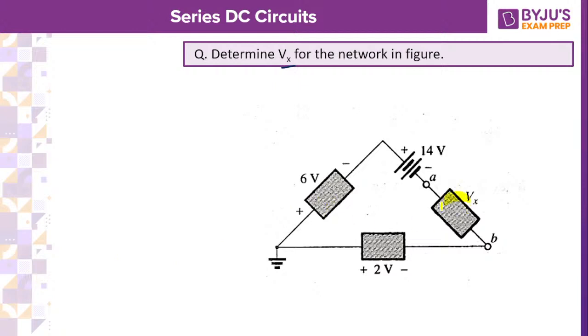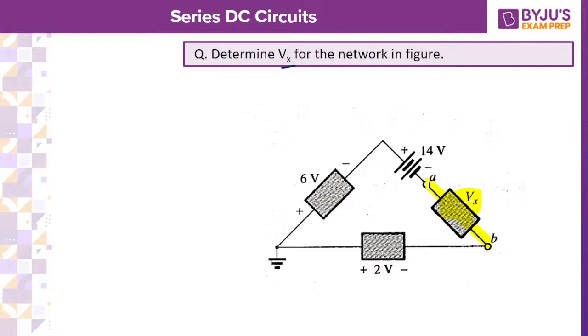Where is Vx? Vx is here. Let us start from somewhere. I am starting from the B terminal and moving in anti-clockwise direction. The polarities here are not given, so you can take any polarities. A is with positive polarity, B is with negative polarity.